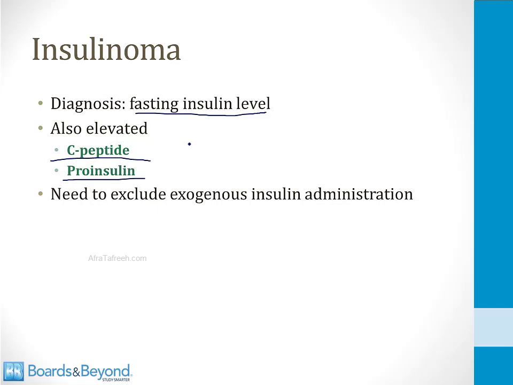One thing that is also in the differential diagnosis of an insulinoma is exogenous insulin administration. Some patients will administer insulin to themselves for secondary gain, and they'll present with symptoms of high insulin, but they don't actually have a tumor in their pancreas.